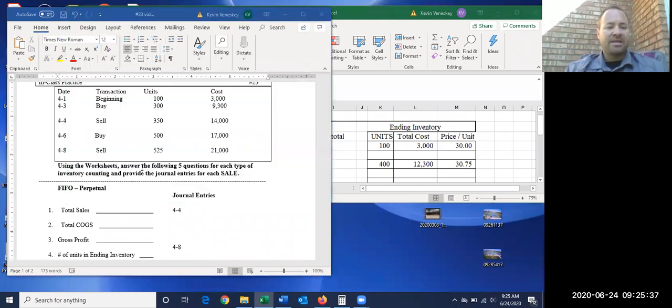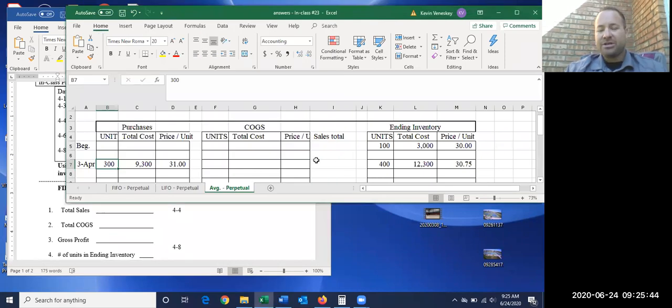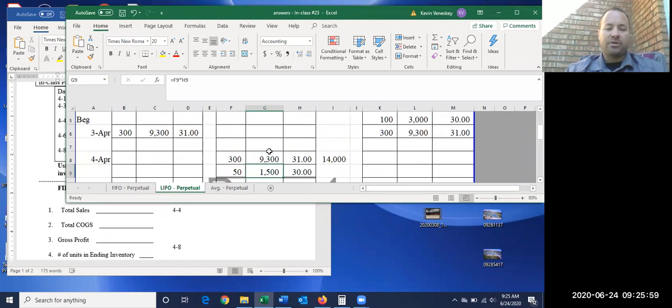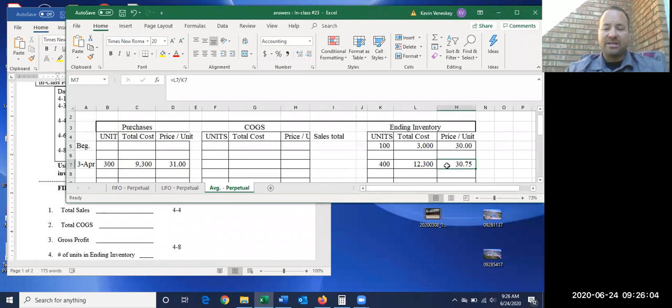Now, when I get ready to make my sale, still selling 350 items, I'm still bringing in $14,000. It's just my cost of goods sold is going to be slightly different. I'm going to be using this number to get my cost of goods sold, and I'm only going to have one amount. Unlike with LIFO or FIFO, where I had two different batches coming in. Well, now I only have one batch. This is my only batch, all of it in one number.